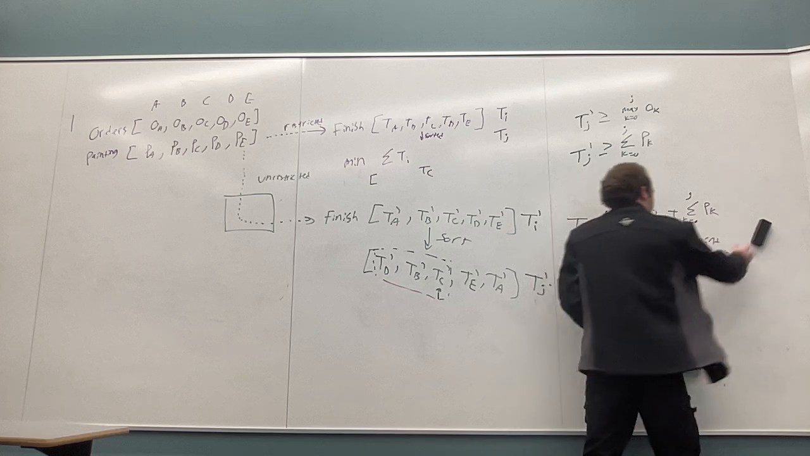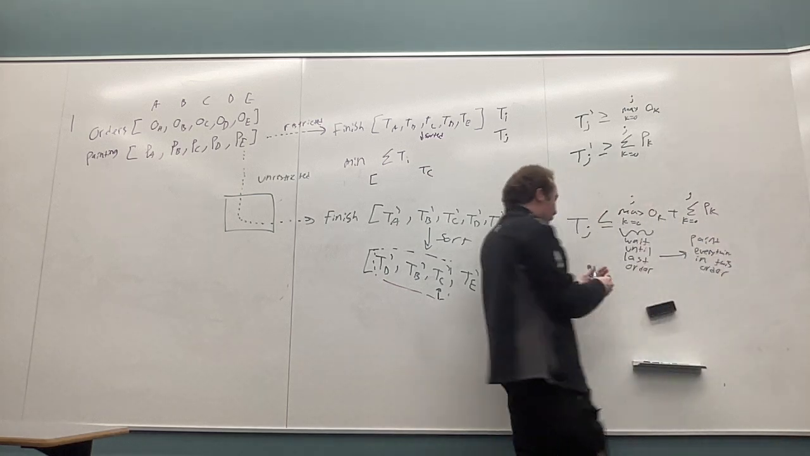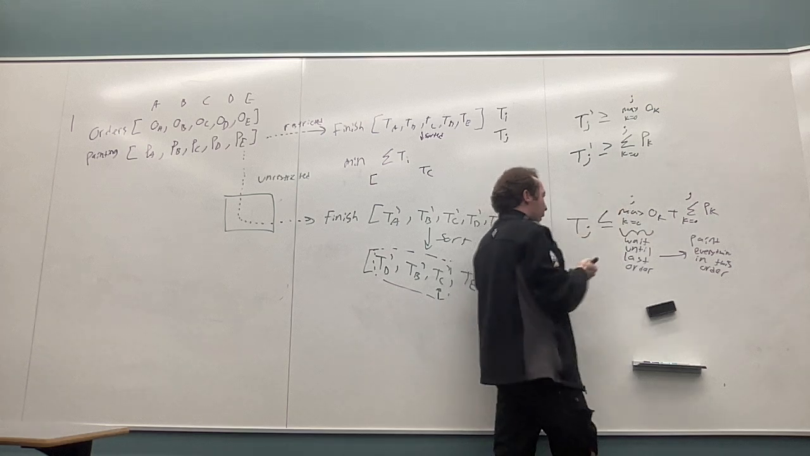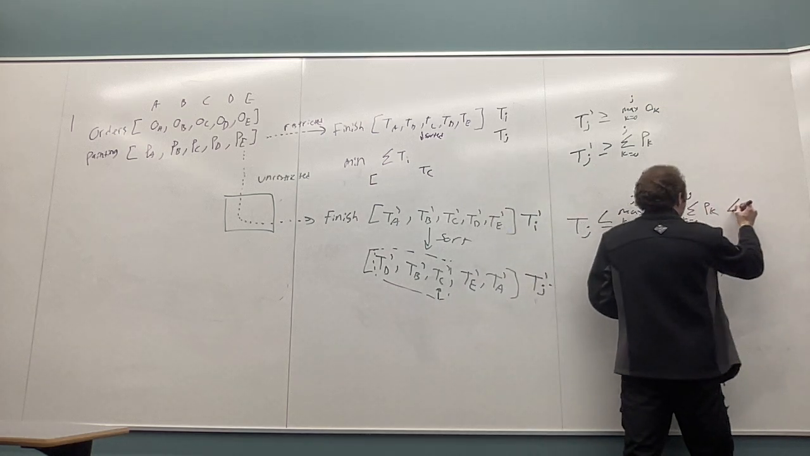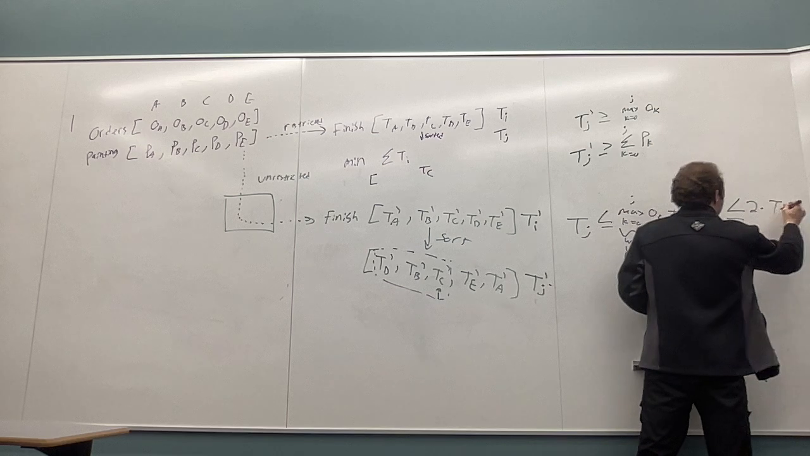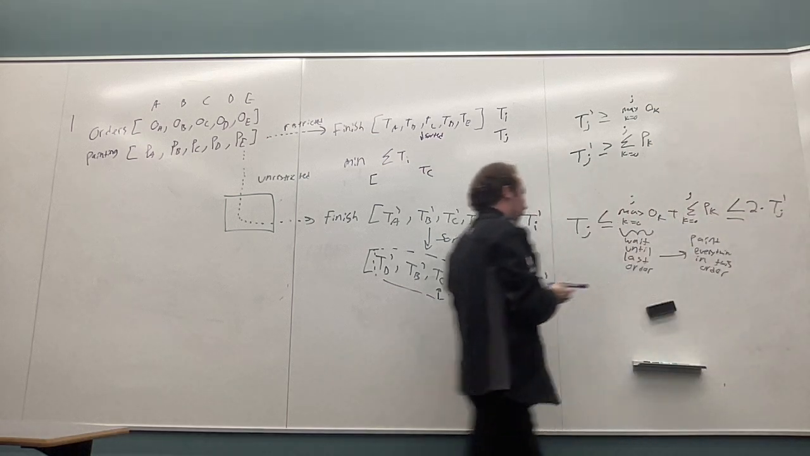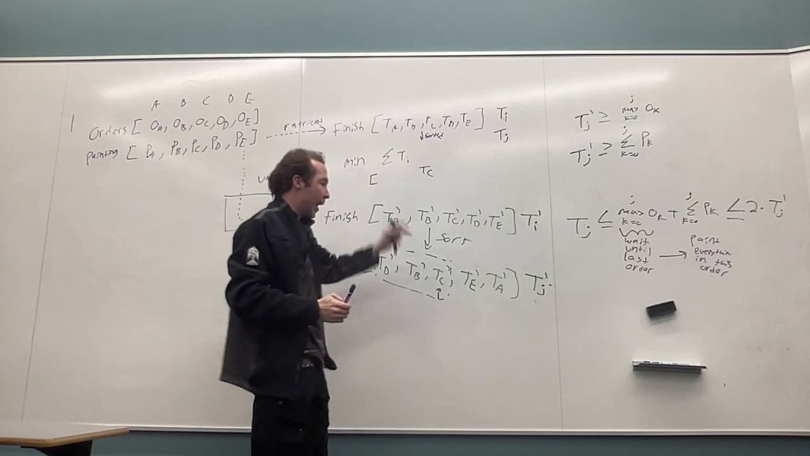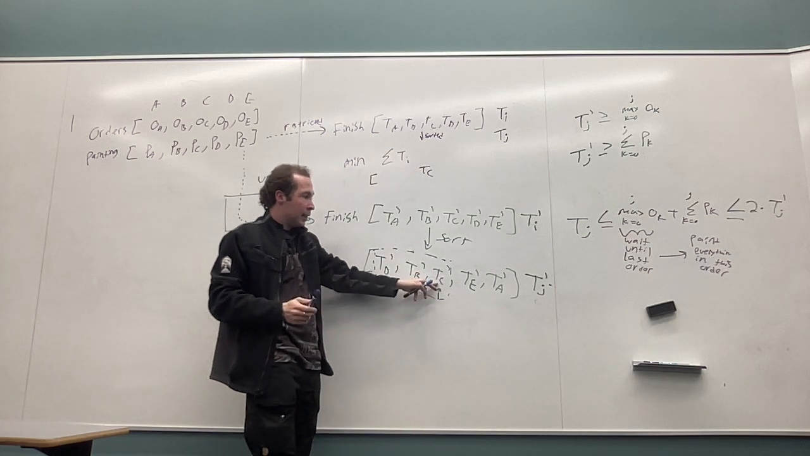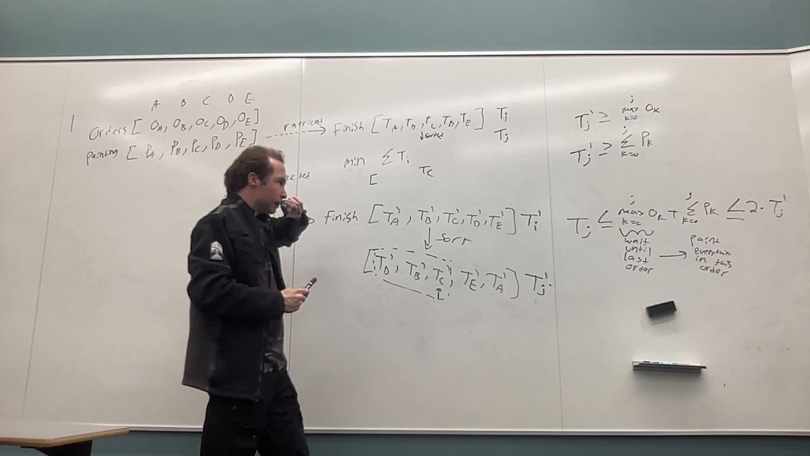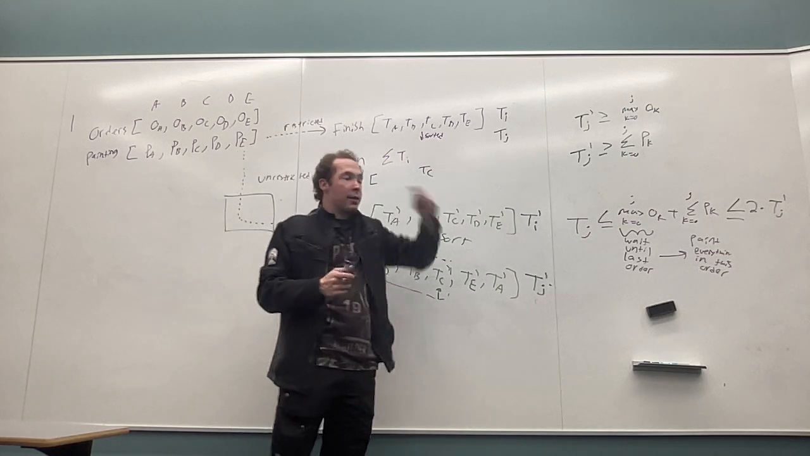Okay. But now we also have these two inequalities, which means that this is less than or equal to 2 times T_j prime. So the finish time of C in the restricted list has to be less than or equal to 2 times the finish time T_C prime in the sorted list. And that's what we get.